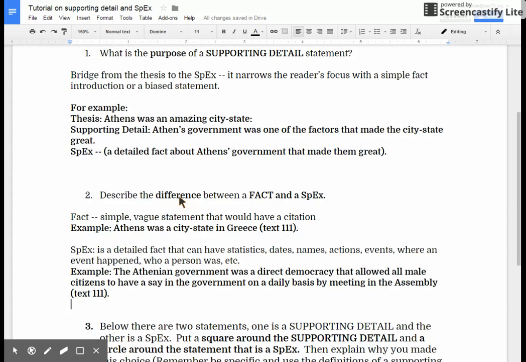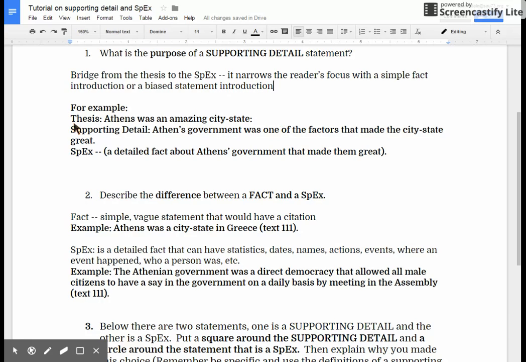So the first question on the quiz was, what is the purpose of a supporting detail statement? And in your notes, what I'd like you to write down right now is that it's a bridge from the thesis to the SpEx. It narrows the reader's focus with a simple fact introduction or a bias statement introduction. And I should add that word in. And basically, what that means is I wanted to give you an example below.